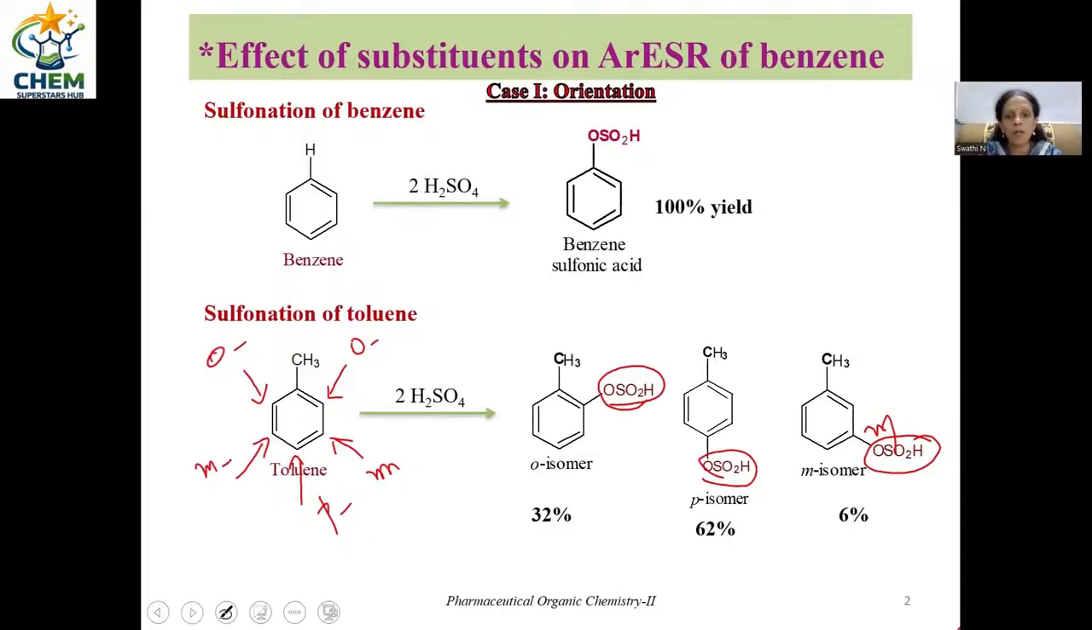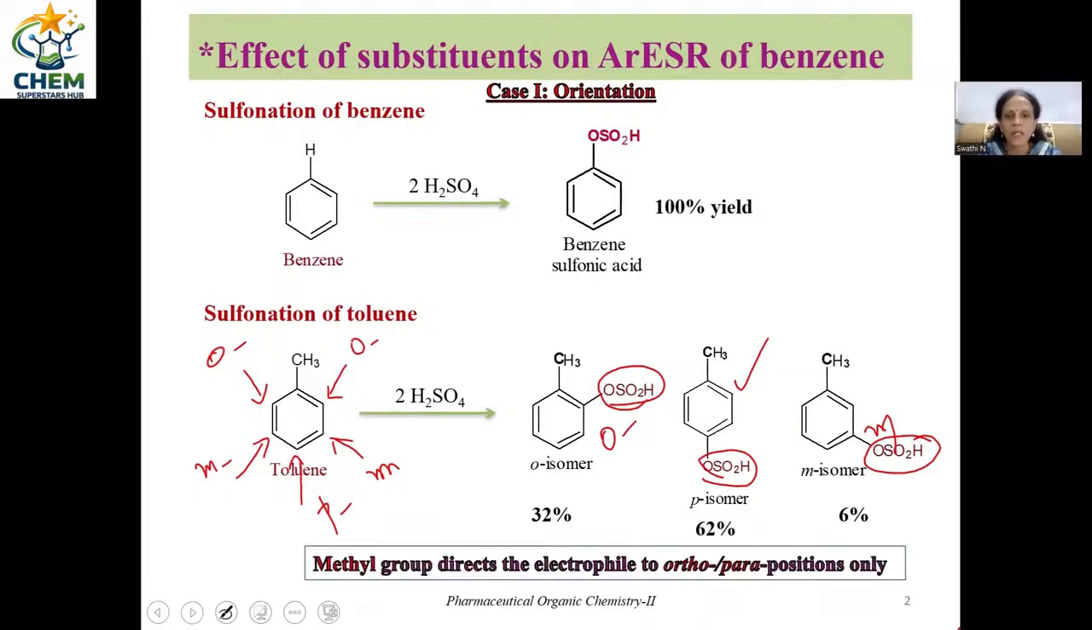Out of the 3 possible isomers, whenever a methyl group is present on the benzene ring system, the next coming electrophile prefers to attack mostly at para position because we got this para isomer in 62% yield, and then after para attack, ortho attack is preferred because we got ortho isomer in 32% yield. This clearly indicates that methyl group directs the next coming electrophile to ortho or para positions only.